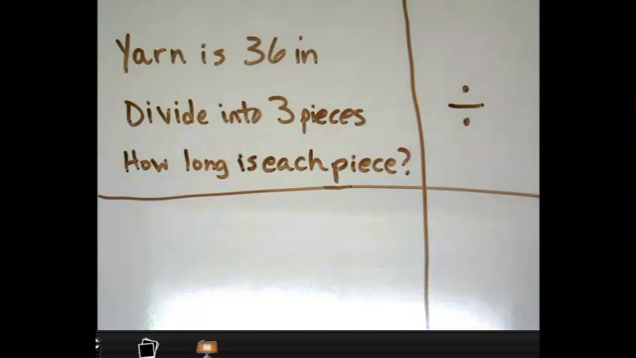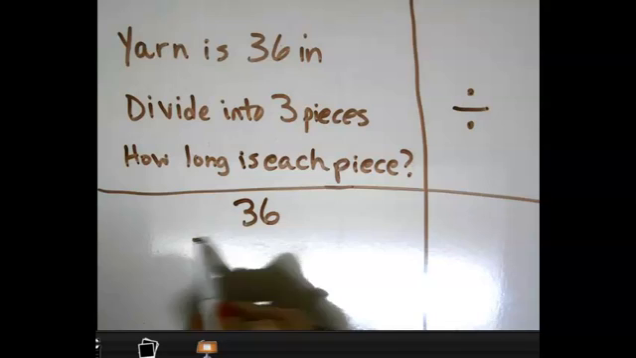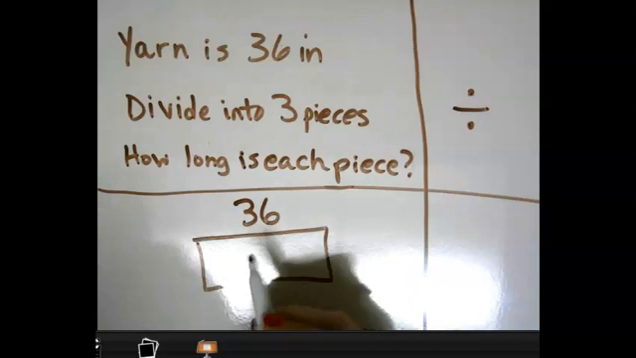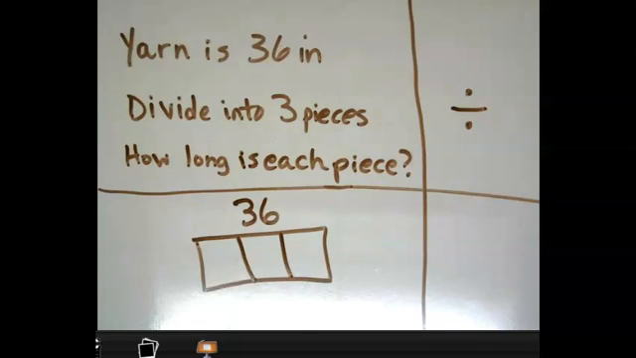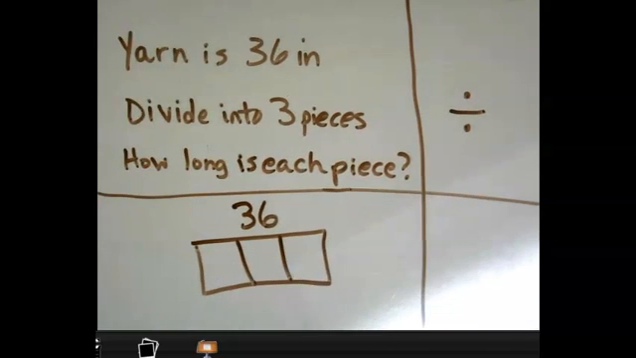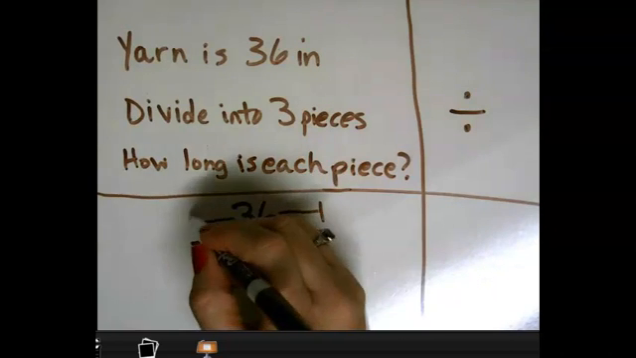We can do this in several ways. Our equation is 36 divided by 3. So I know when I add all 3 pieces together, they're going to equal my total of 36, right?